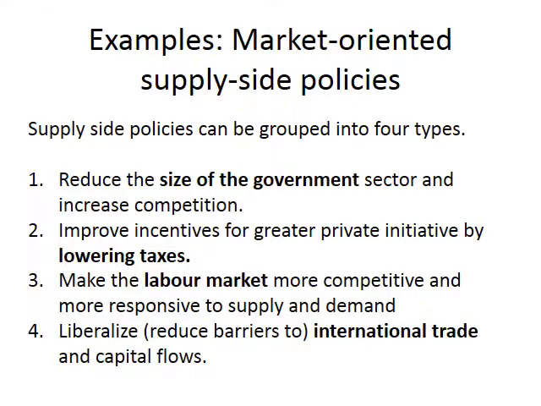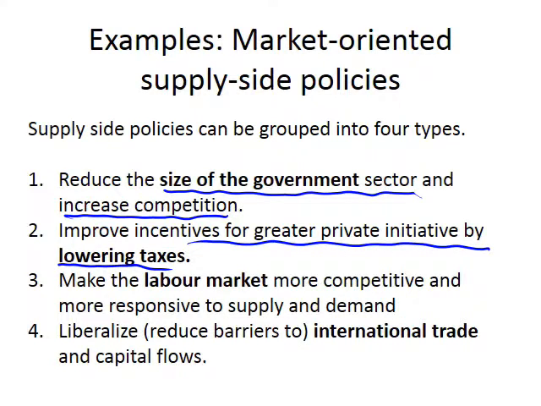So let's focus first on market-oriented supply-side policies. So this is where the market is going to basically correct the problem, but we're going to help and nudge it along by doing certain things. So one, if we reduce the size of the government sector, we're going to thereby increase competition. It's often felt that the government is not particularly good at running businesses. They're not efficient, they don't have the profit incentive, they don't have the incentive to reduce inefficiencies and so on. So if we could reduce the government sector, this would be certainly a supply side policy to increase LAS and SAS. We could have improved incentives for greater private initiative by lowering taxes. So if taxes are lower, businesses will have more incentive to expand.